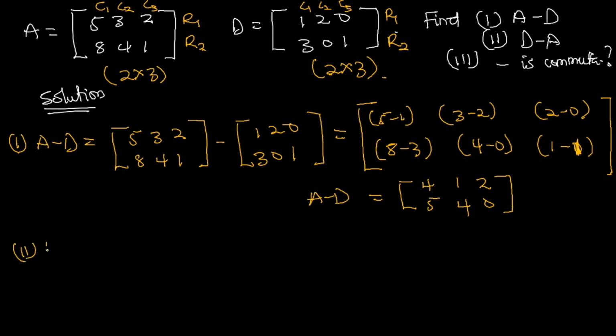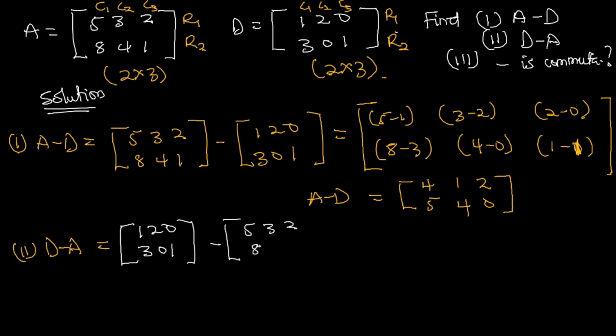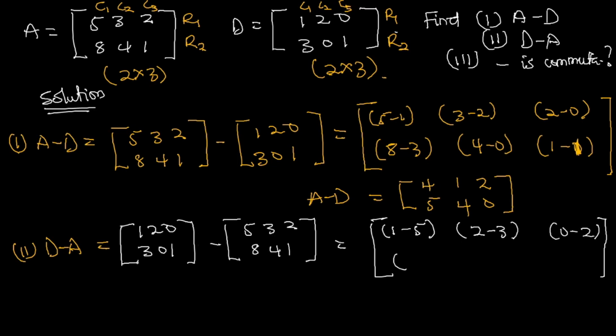So let's find matrix D minus A. For D minus A, let me use another color. I have matrix D first, so I have 1, 2, 0 and then 3, 0, 1. Then minus matrix A, which is 5, 3, 2, 8, 4, 1. So I have 1 minus 5. Then 2 minus 3. Then 0 minus 2. If I come down here, I have 3 minus 8, then 0 minus 4, and then 1 minus 1.